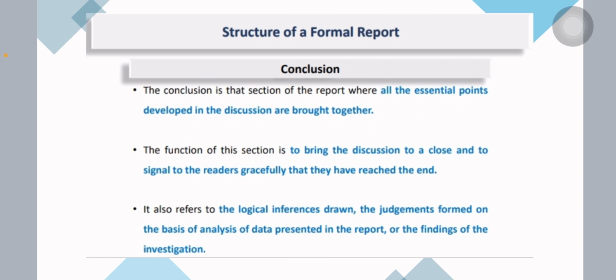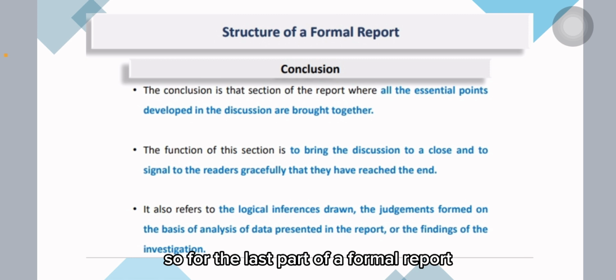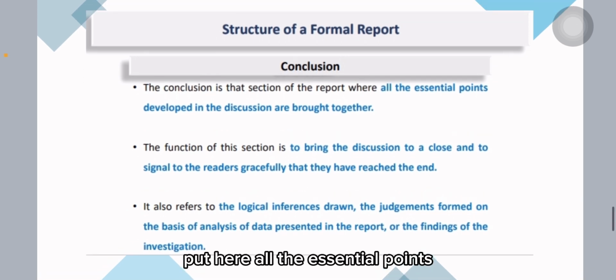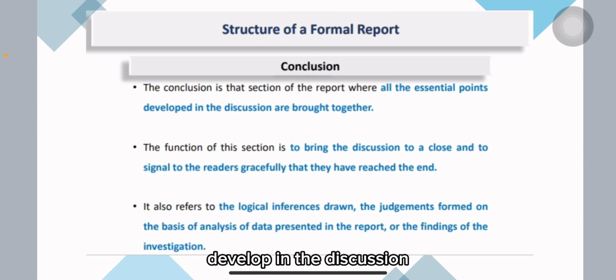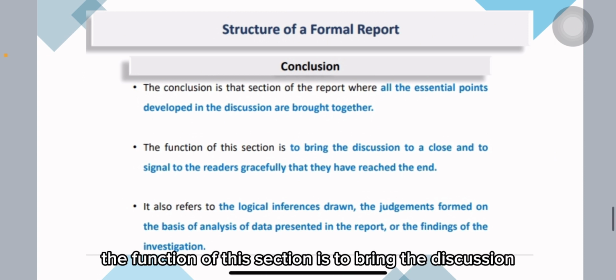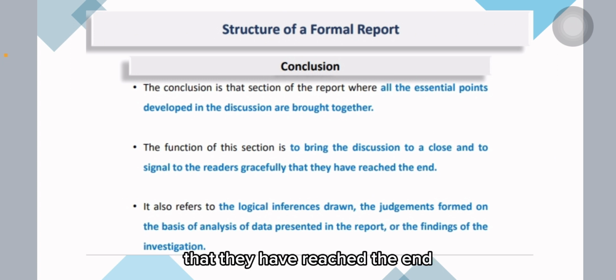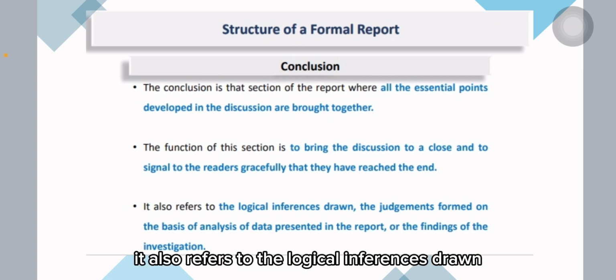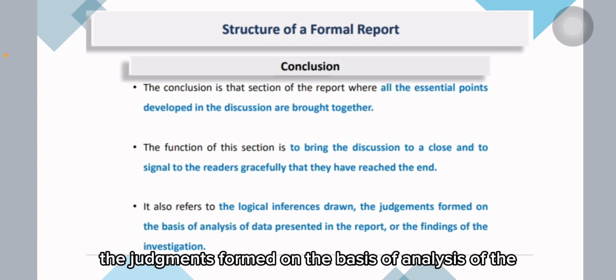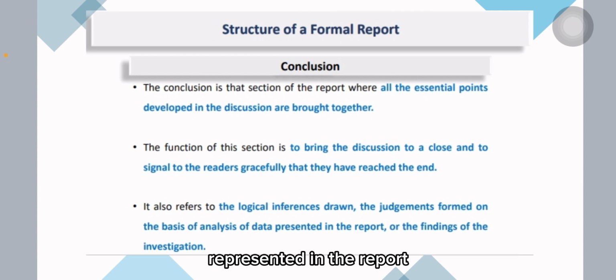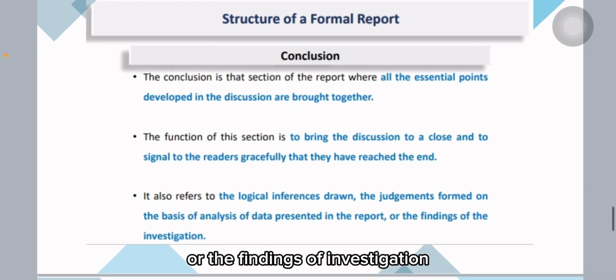Okay. So for the last part of a formal report, we have conclusions and recommendation. So let's start with conclusion. Put here all the essential points developed in the discussion. The function of this section is to bring the discussion to a close and to signal to the readers gracefully that they have reached the end. It also refers to the logical inferences drawn, the judgments formed on the basis of analysis of data presented in the report, or the findings of investigation.